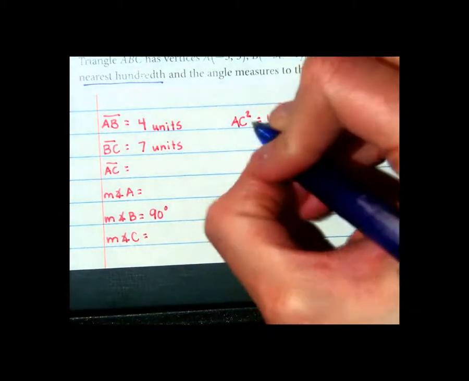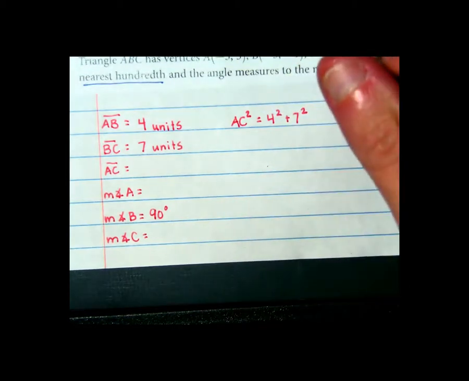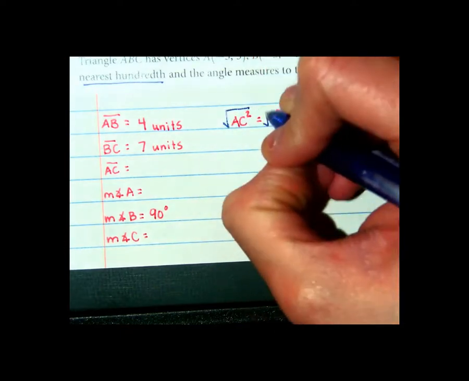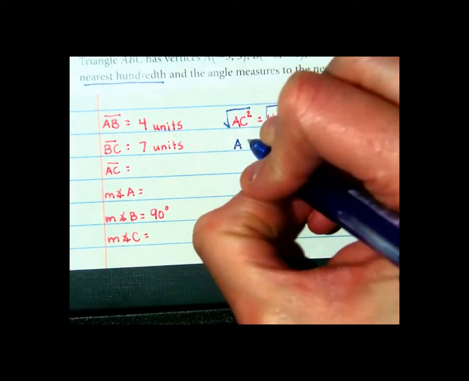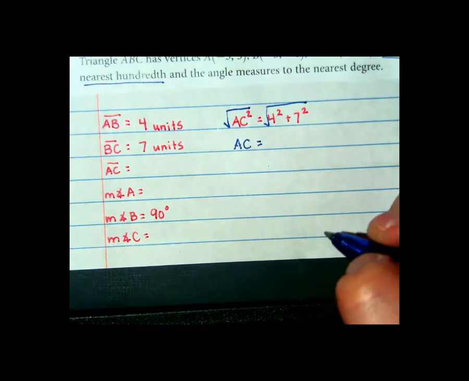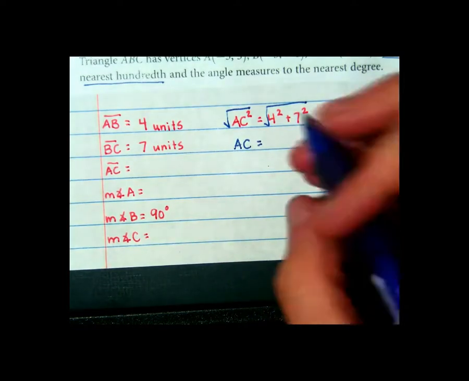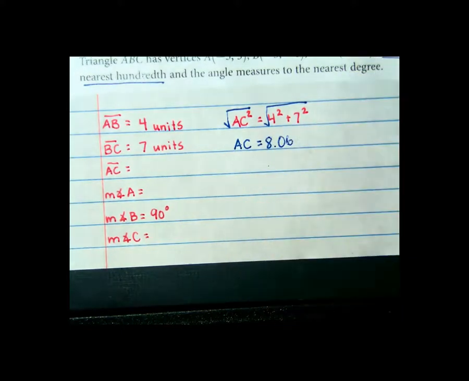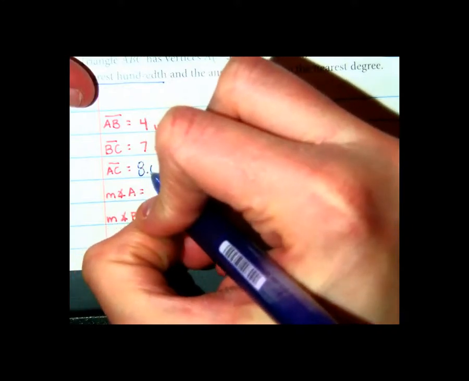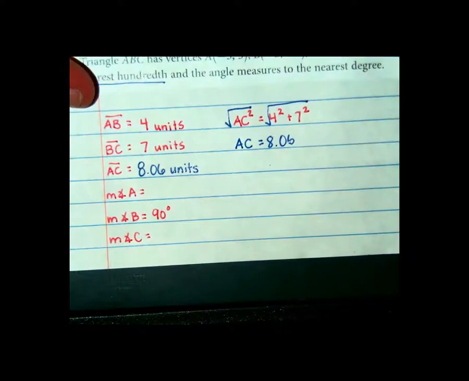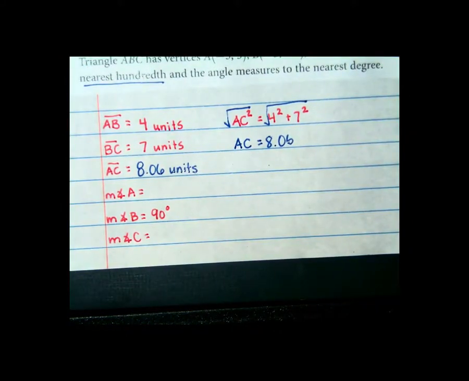So, before I actually get this together though, what am I going to need to do to get AC by itself? Square root. So, I need you to find out what AC is, typing in the square root of 4 squared plus 7 squared. 8.06 units. I've still got to find the measure of angle A and the measure of angle C.